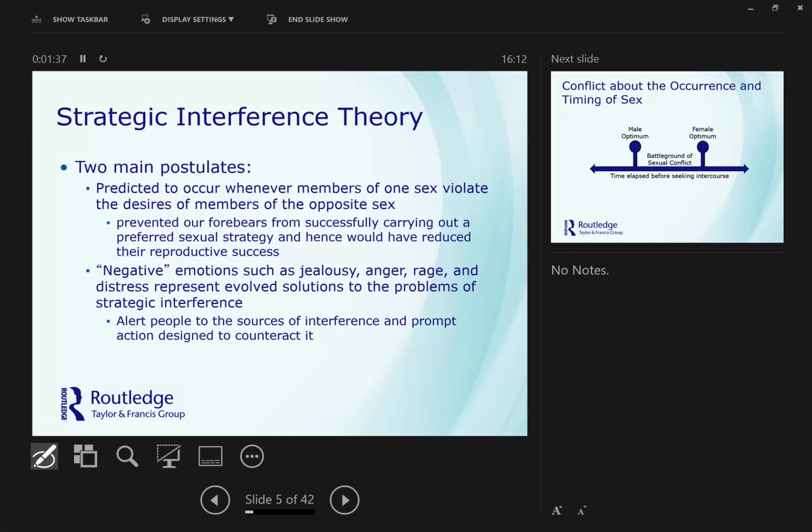And there's some idea that what we would consider a negative emotion is going to be something we could use to solve this strategy. So we could use jealousy, anger, rage, distress that can alert us to what is causing the source of this interference, and what are things that we can do about that. We put negative in quotes because even though they are negative, they still may help us resolve an issue or solve a problem.